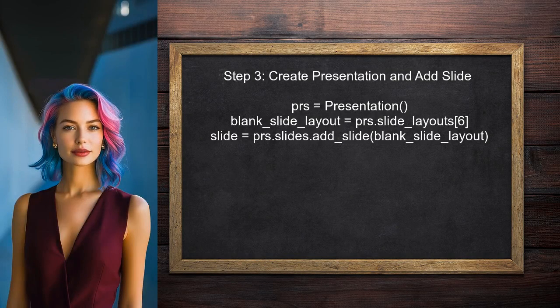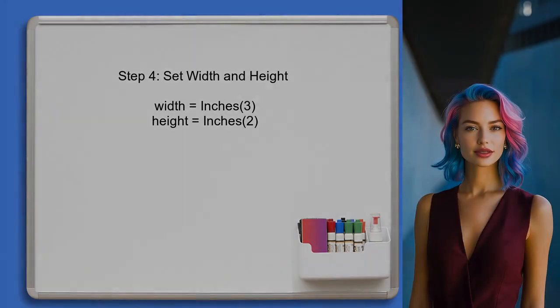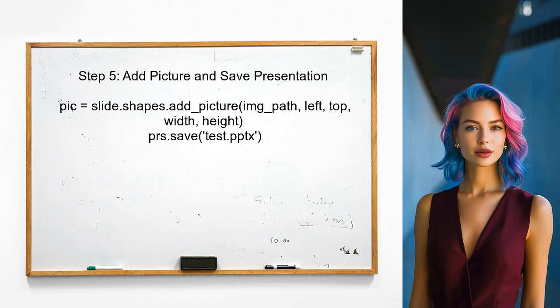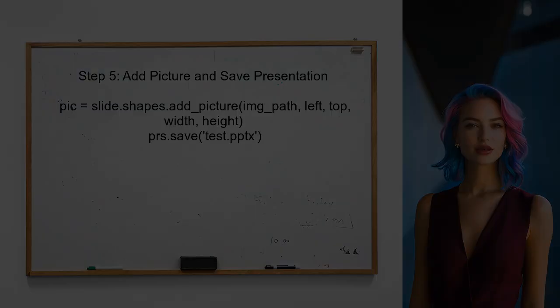Now the user can create a new presentation and add a blank slide. This is done by creating an instance of the Presentation class and selecting a blank slide layout. To set the width and height of the picture, the user should specify these dimensions using the Inches utility. For example, if the user wants the picture to be 3 inches wide and 2 inches tall, they can set these values. Finally, the user can add the picture to the slide using the add_picture method, passing in the image path, the left and top positions, and the width and height. After that, they can save the presentation.